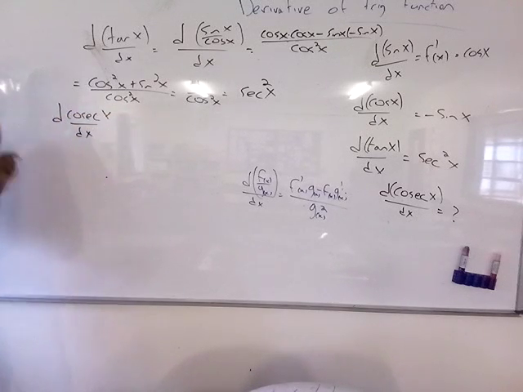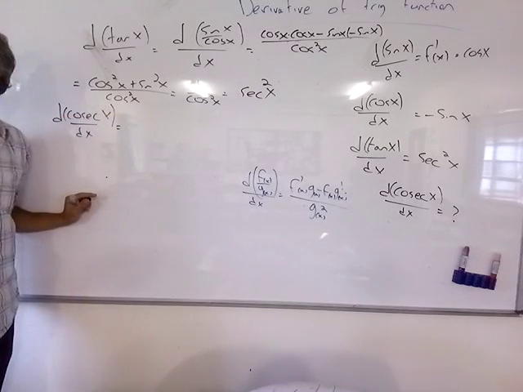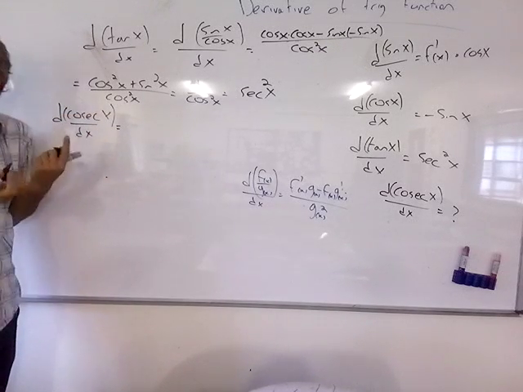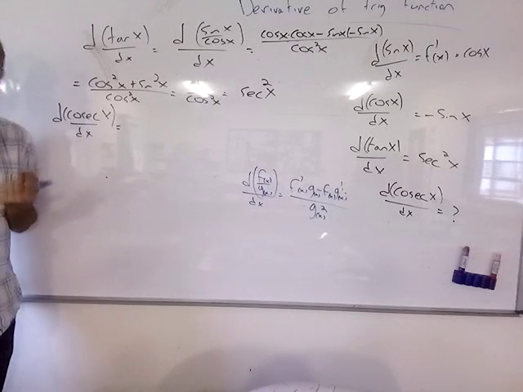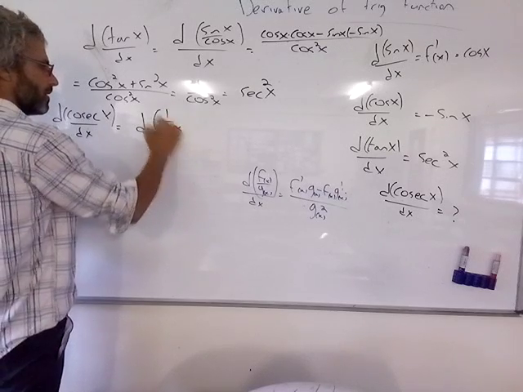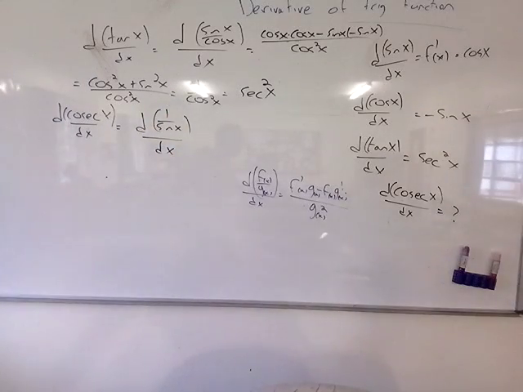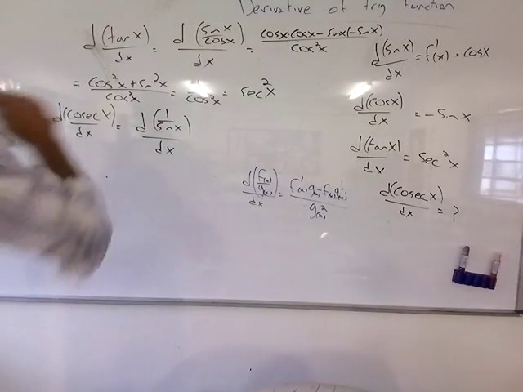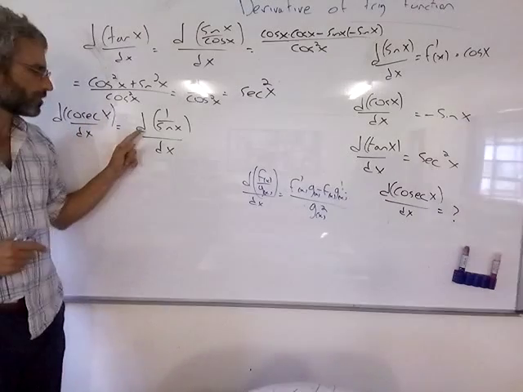What do you reckon is the first thing we need to do? See your instinct. I don't know how to turn cosec into something that we can work with. What is cosec? Do you remember? 1 over sine. Right, so now I know what I need to calculate. I need to calculate the derivative of 1 over sine.